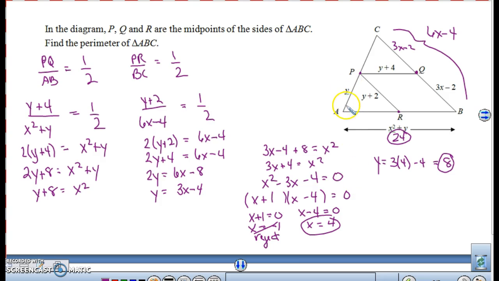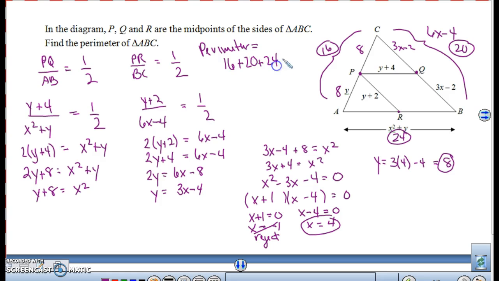Y right here, y is 8. So this is 8 also because this is a midpoint, making AC 16. And then BC will be 6 times 4 is 24, minus 4 is 20. So here are my 3 sides. So my perimeter of ABC is equal to 16 plus 20 plus 24, which is equal to 60. So my perimeter of my triangle is 60.